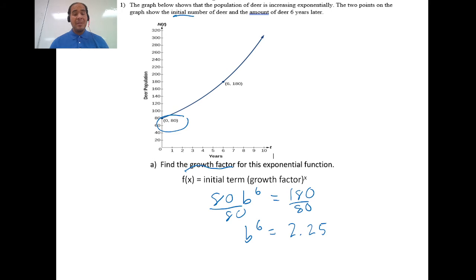In order to get that b by itself, I taught you all to raise both sides to the power of 1/6. That is the same as doing the 6th root on both sides. Either way would be correct. But in terms of typing into the calculator, it's a little easier to type in that 1 divided by 6. So we get b is equal to, by the way, the 6 and the 1/6 cancel out, 2.25 to the power of 1/6.